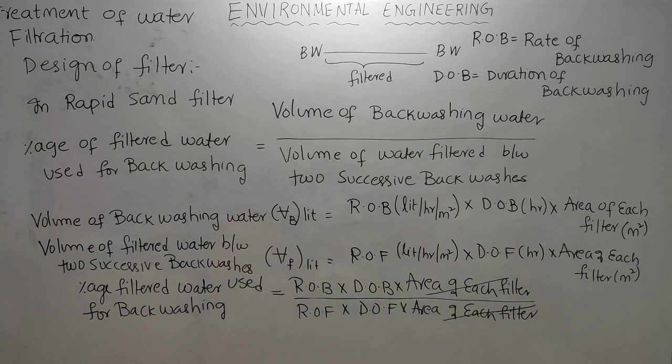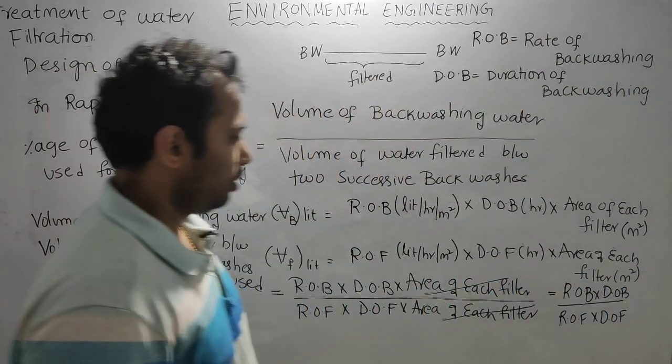So it is simply ROB DOB by ROF DOF. ROB DOB by ROF and DOF. So this is the percentage of filtered water used for backwashing.